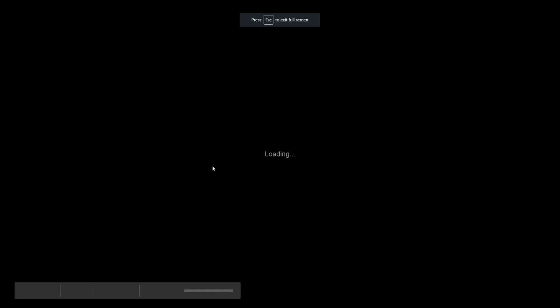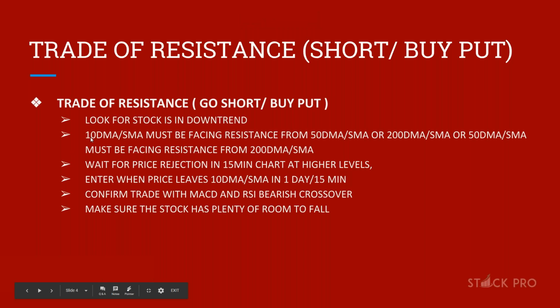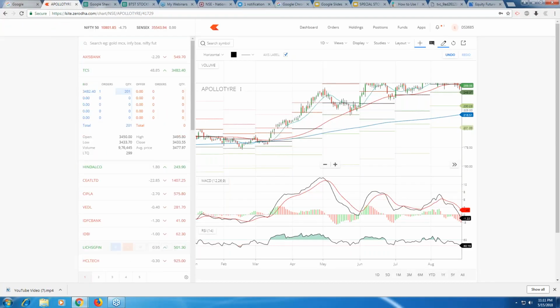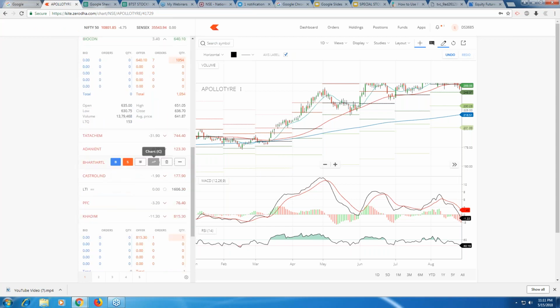You need to look for the stock in the downtrend. The 10 DMA or SMA must be facing resistance from the 50 moving average or the 200 moving average, and must be facing resistance from the 200 DMA. Wait for price rejection in 15 minutes at the higher level. Enter when the price leaves the 10 moving average in 1 day or 15 minutes. Confirm the trade with MACD and RSI bearish crossover. I can show you some recent trades that are happening, and one of the trades that I remember, which I was pretty much sure about and which happened exactly the way I thought.